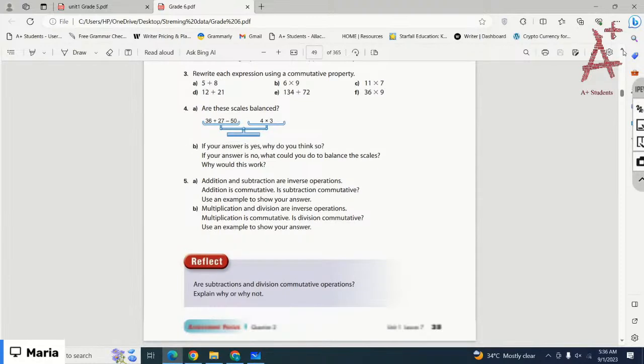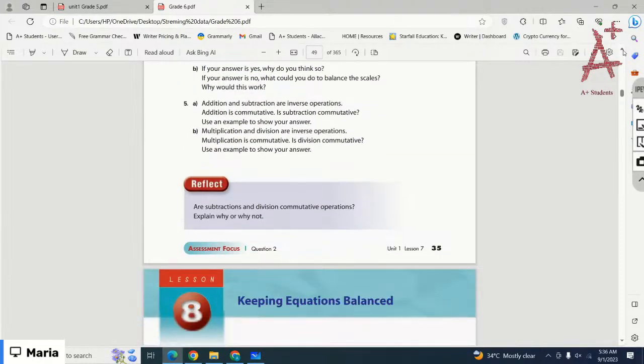Let me just see the next lesson. Keeping equations balanced.